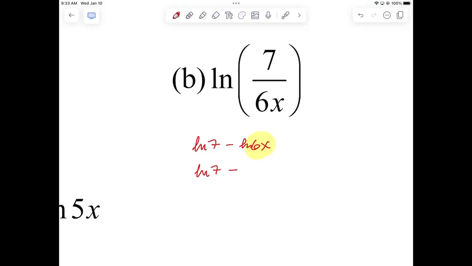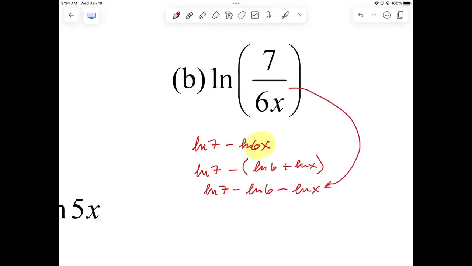Now you got to be careful here. When you're subtracting a quantity, I better put parentheses there, shouldn't I? I get the natural log of 6 plus the natural log of x, but that whole quantity is being subtracted, which now if I distribute the negative, it becomes the natural log of 7 minus the natural log of 6 minus the natural log of x. And you should be able to go straight from here to here. Okay? Here's all you have to do. Every factor in the denominator is a negative term.